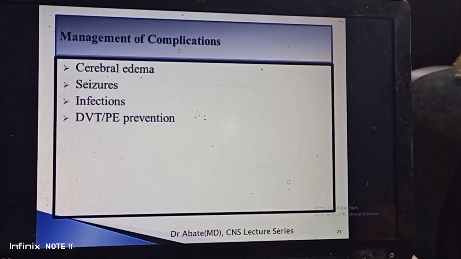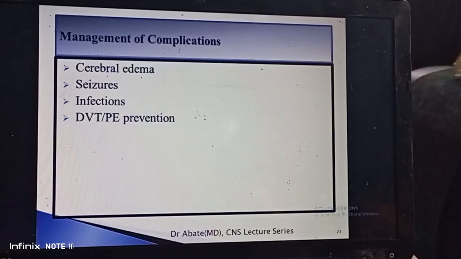Seizure is very devastating because when there is a continuous seizure, there is continuous neuronal damage that may threaten the life of the patient. So, with the presence of continuous seizure, it is a life-threatening condition. You have to control the seizure as early as possible.